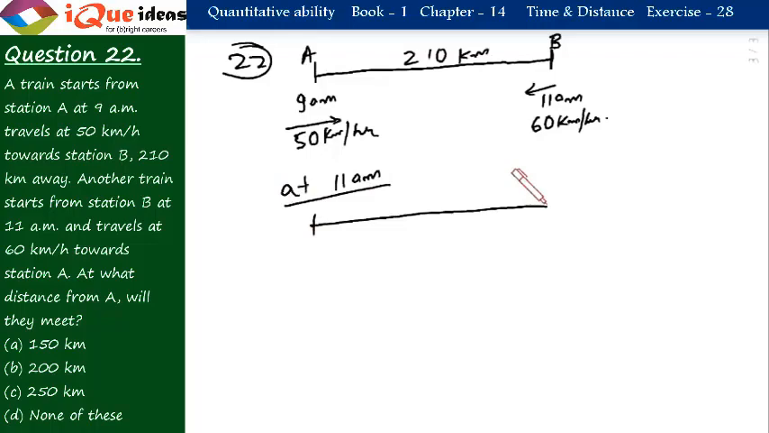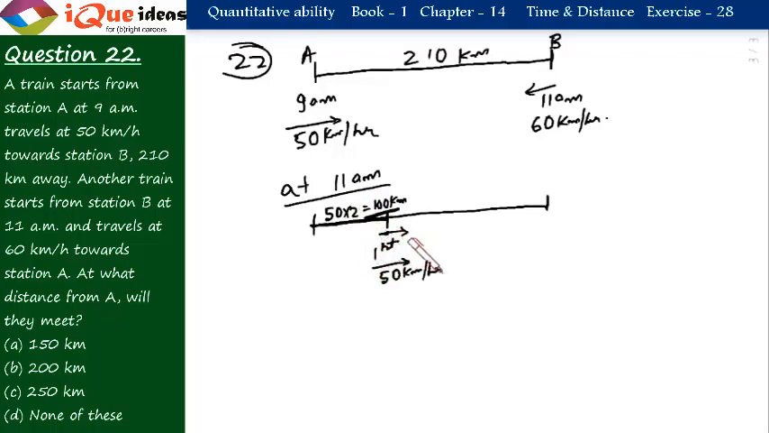The first train will not be at A. It would have traveled 2 hours. Right. So in 2 hours the distance traveled by the first train would be 50 into 2. So that means 100 kilometers. So the first train has already traveled 100 kilometers and it is here at this location, running at a speed of 50 kilometers per hour.